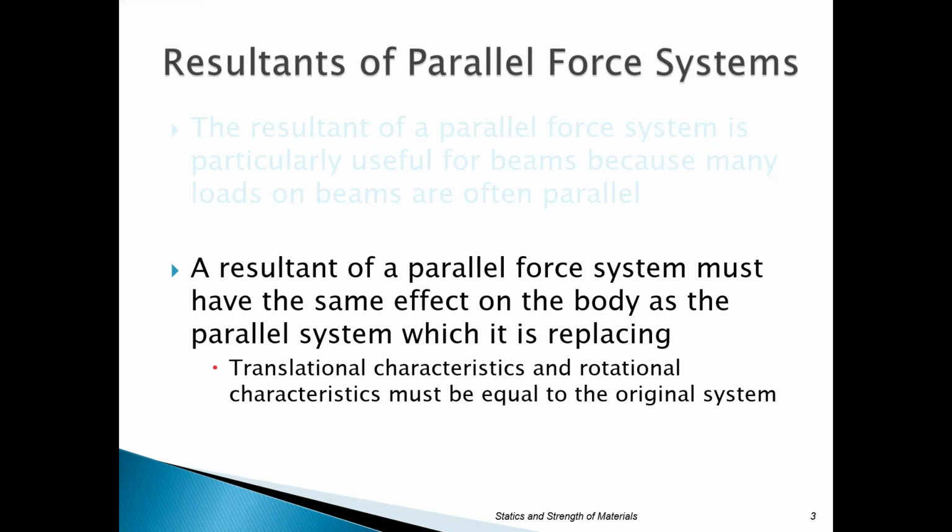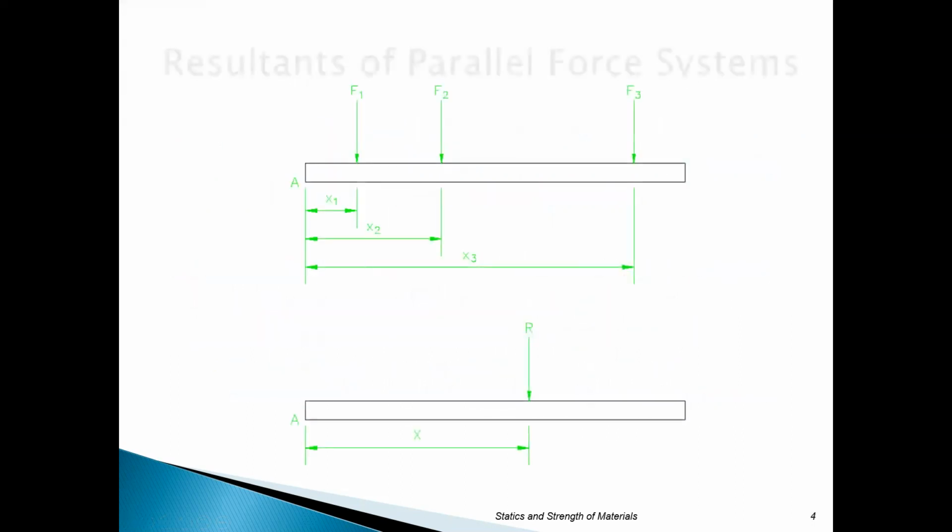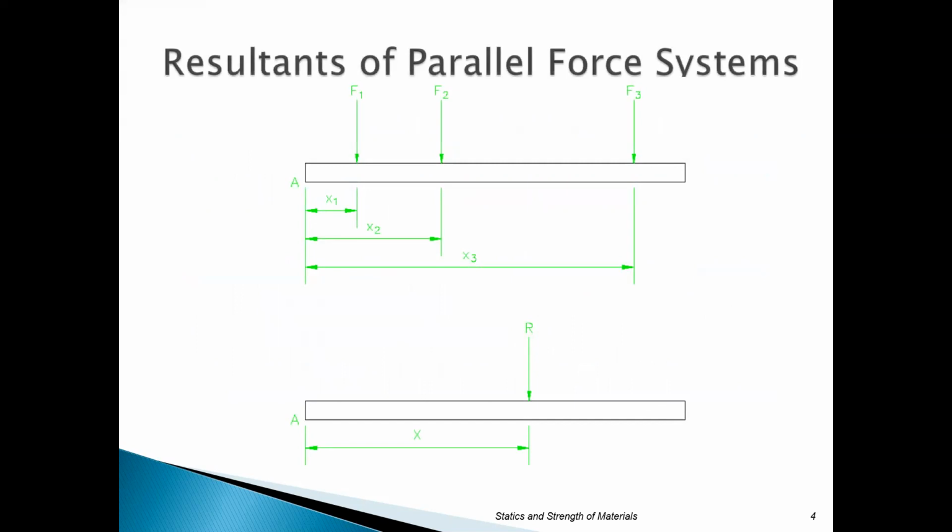And with this, you must meet two criteria to have a proper solution. You have to satisfy translational characteristic and rotational. So, in other words, the translational movement and the rotational movement in the original system and the replacement system must be equal for this to work. Okay? So here's what we're saying from a graphical standpoint.